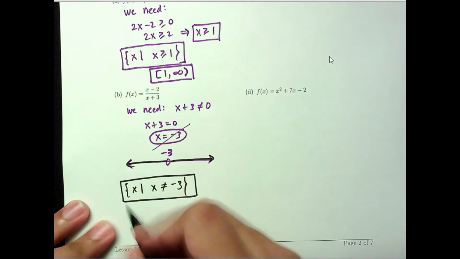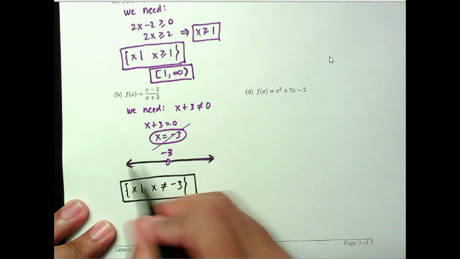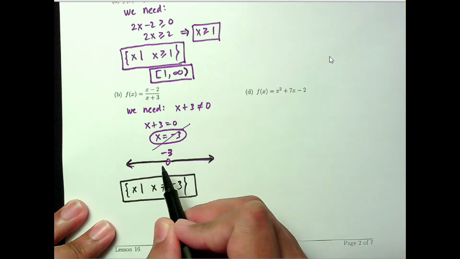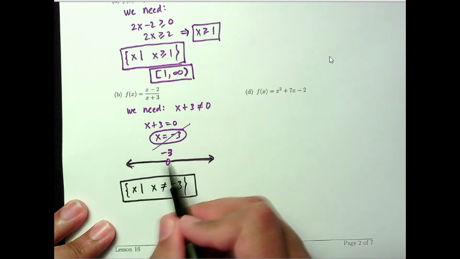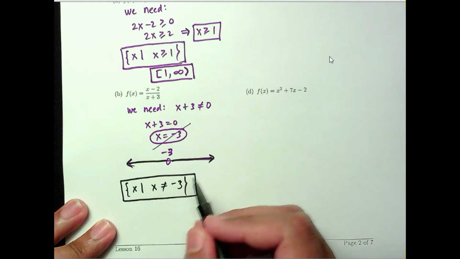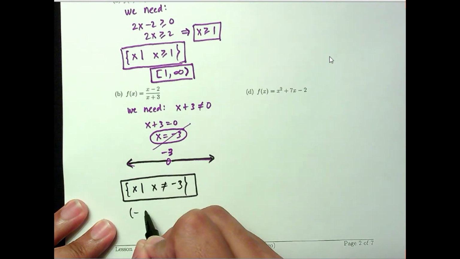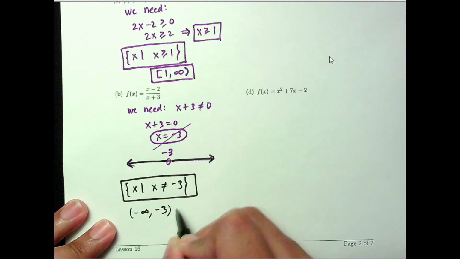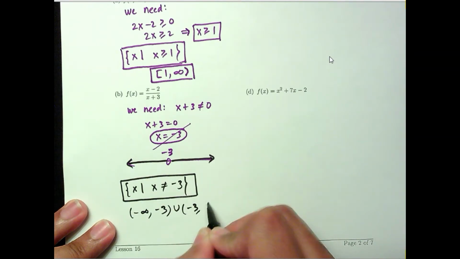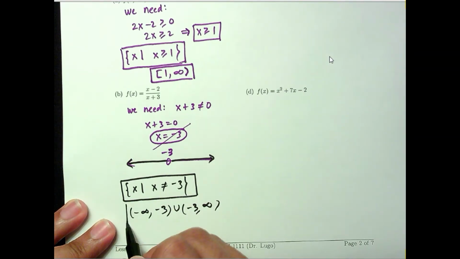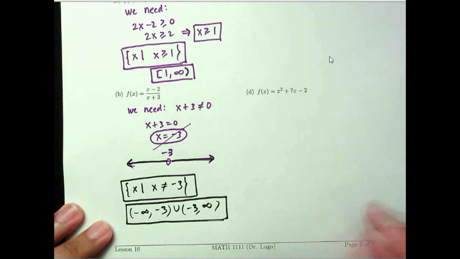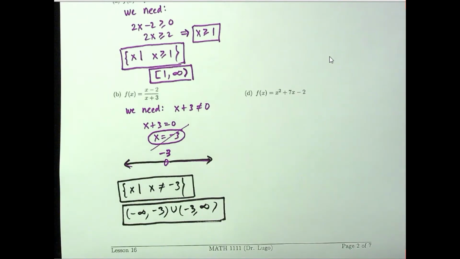And now in interval notation, the real line is broken up into two pieces, from minus infinity to negative 3, and then from negative 3 to infinity. So you have two pieces, and you have to put them together with a union symbol. It's going to be from minus infinity to negative 3, parentheses because you don't want to include the negative 3, union negative 3 to infinity. Okay, and that's the answer in interval notation.